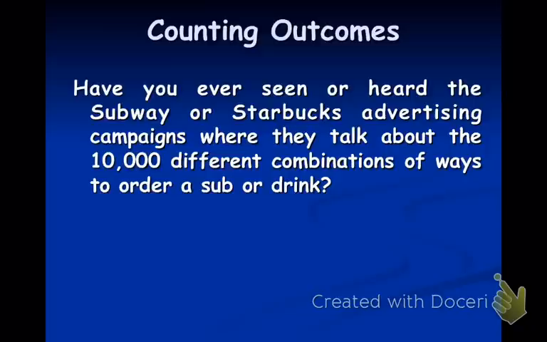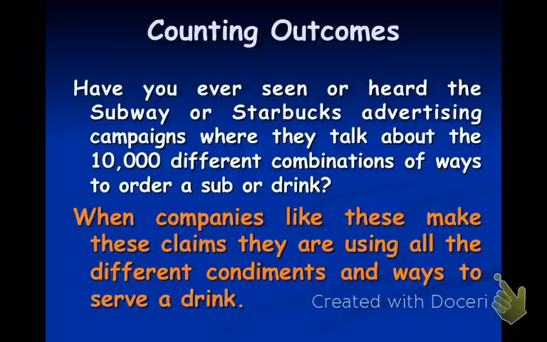So, for example, have you ever seen or heard Subway or Starbucks or any other restaurant or company advertise that they have 10,000 different ways or combinations to order your sandwich or your drink? They claim this because they're adding up all the different types of milk or condiments, or you can put lettuce, you can put something like spinach, or you can't, you can choose this or you can choose that as an option. So that adds up. The more options you have, the many more different combinations you can make. That's why the number gets so big, like 10,000.